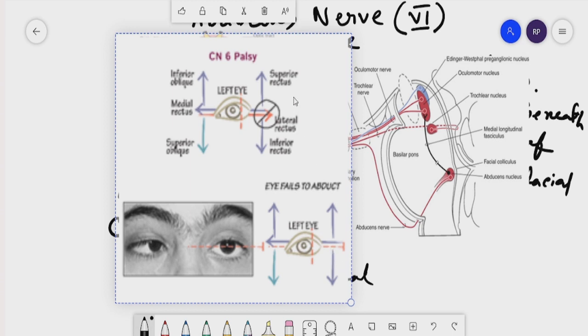So now today I have completed the origin of the abducens nerve, the course and the distribution of the abducens nerve.